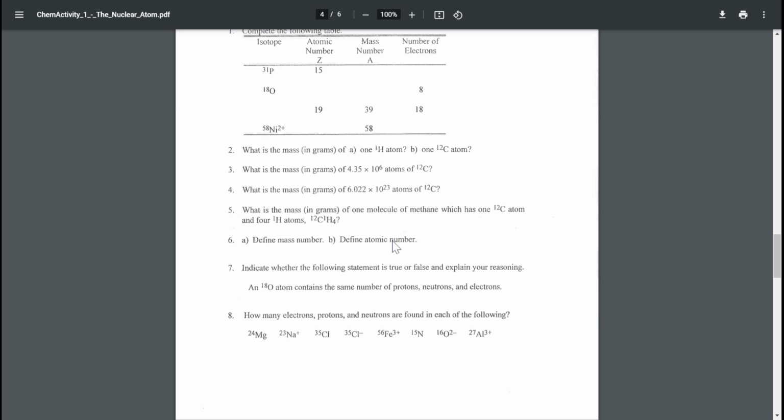And these are some definitions, and right here, does this oxygen contain the same number of protons, neutrons, and electrons? No, it does not, because oxygen has 8 protons and that leaves 10 neutrons.